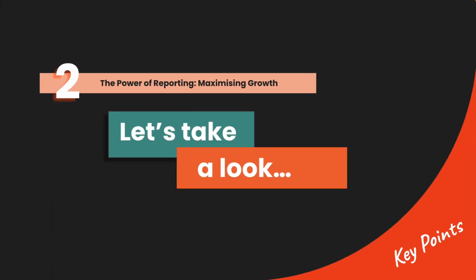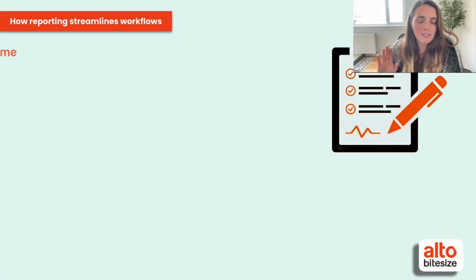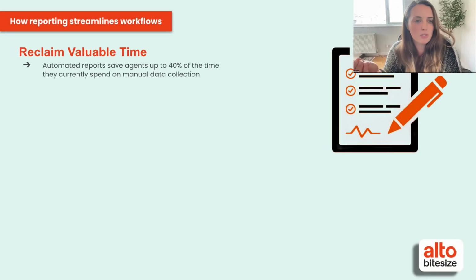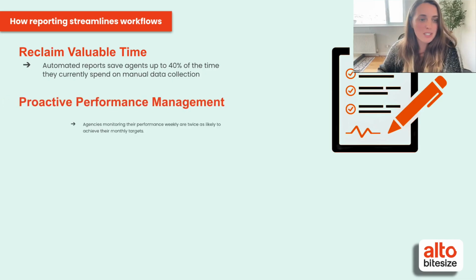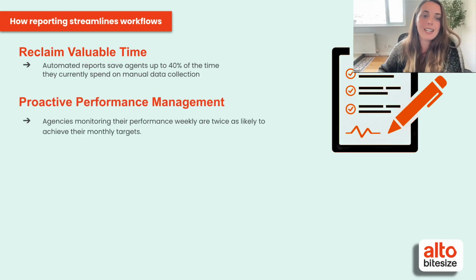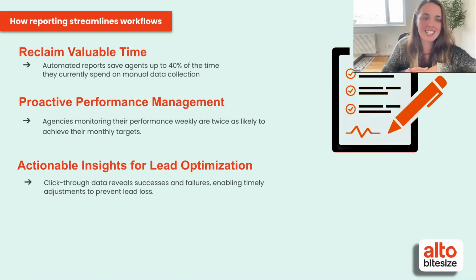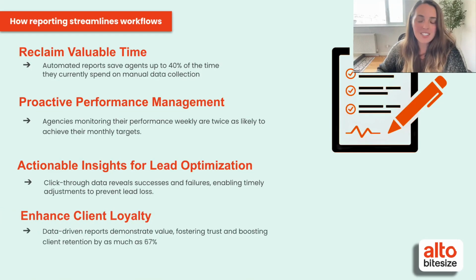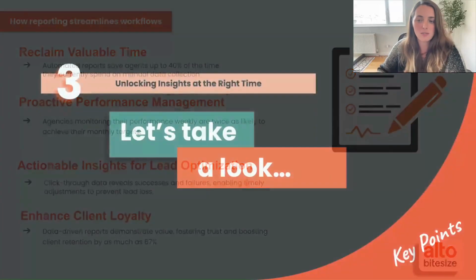So the first thing we're looking at is reclaiming valuable time. So it's looking at automated reports, and that's meant to save agents up to 40% of the time that you currently spend on manual data collection. You've got proactive performance management as well. So agencies monitoring their performance weekly are twice as likely to achieve their monthly targets. So we've got some actionable insights for lead optimization as well. Click-through data reveals successes and failures, enabling timely adjustments to prevent lead loss. And we've got finally enhanced client loyalty as well. Data-driven reports demonstrate value, fostering trust and boosting client retention by as much as 67%, which is huge.